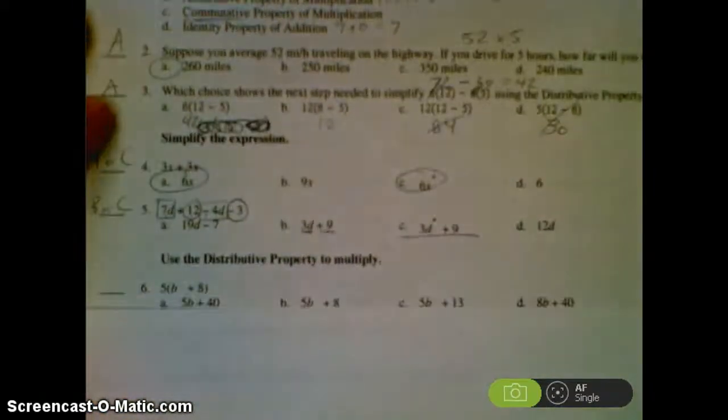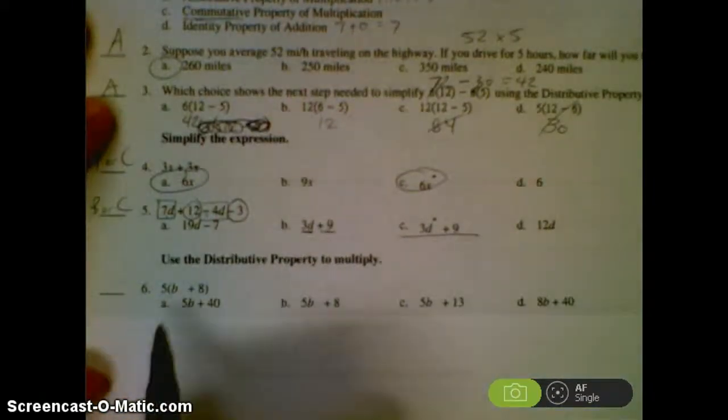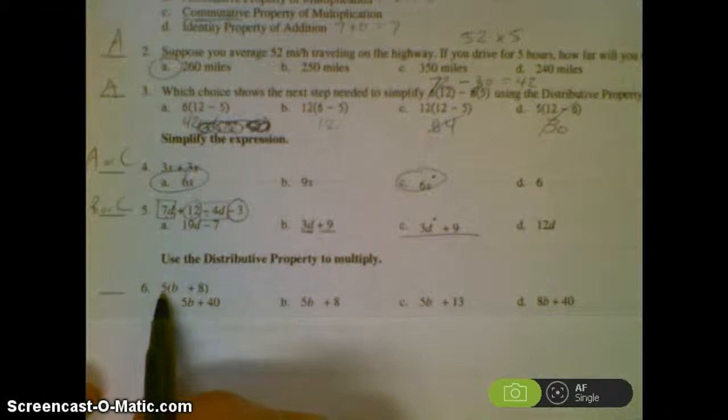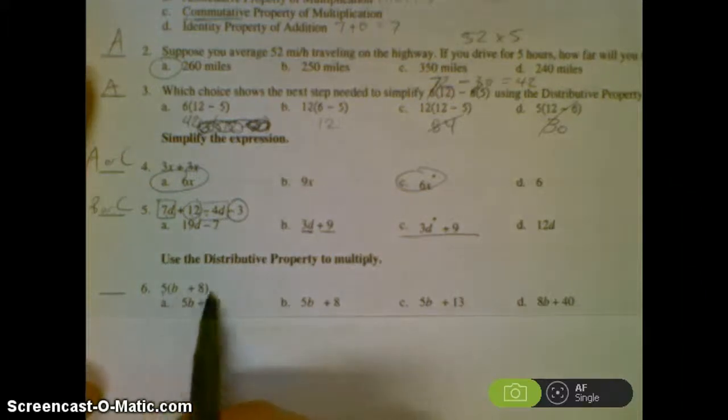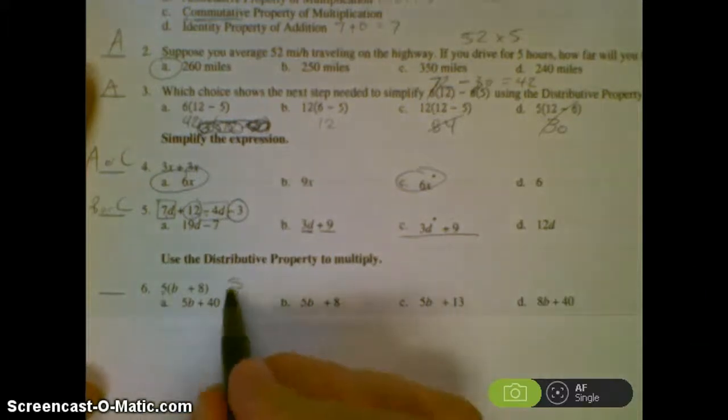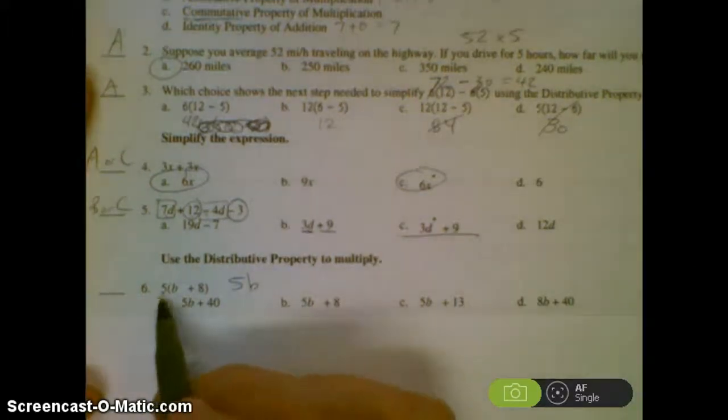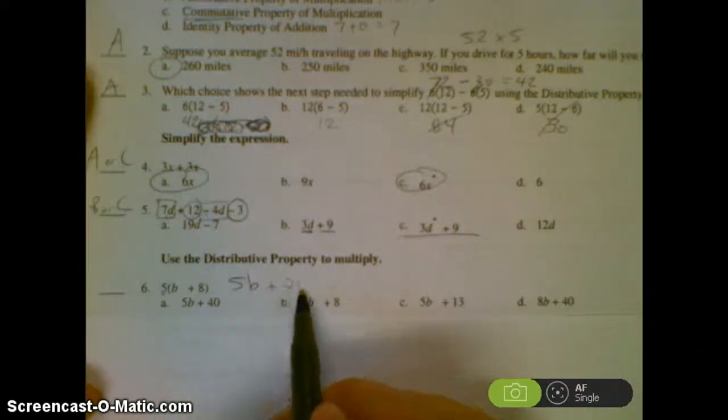The distributive property, the way it works is that if you have a number on the outside of parentheses, you have to multiply that number by what's inside the parentheses. So 5 times b is 5b. My operation is plus. 5 times 8 is 40. So the answer is 5b plus 40.